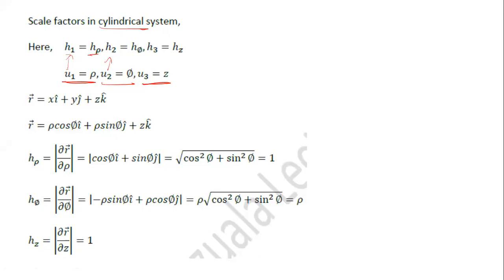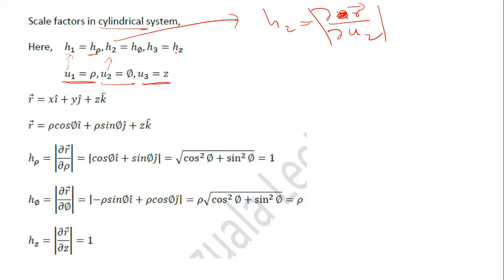So the scale factor h2, which corresponds to the coordinate variable u2, like we discussed before, what was that? h2 was the magnitude of the derivative of the position vector with respect to u2. This was your h2, you remember that. So u2 is now your phi coordinate variable, so h2 will be denoted as h phi. h3 is denoted as hz.